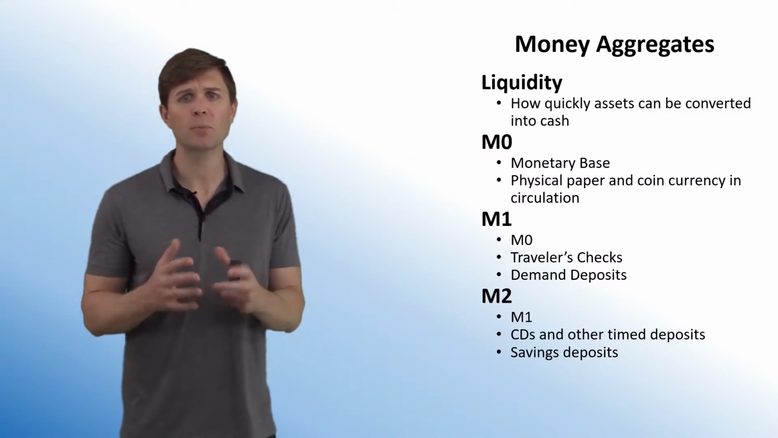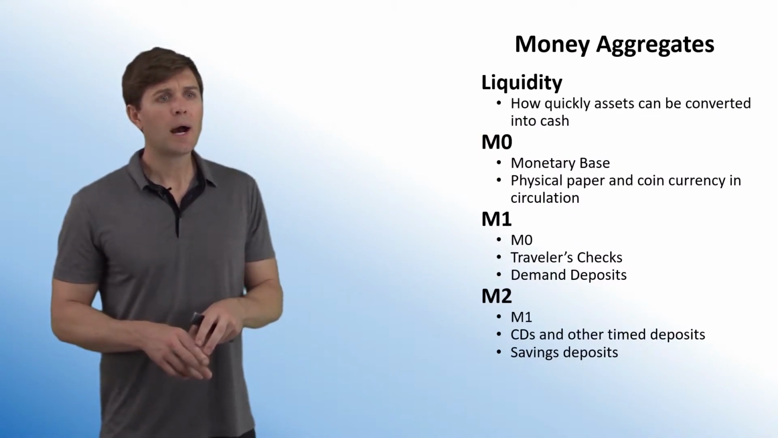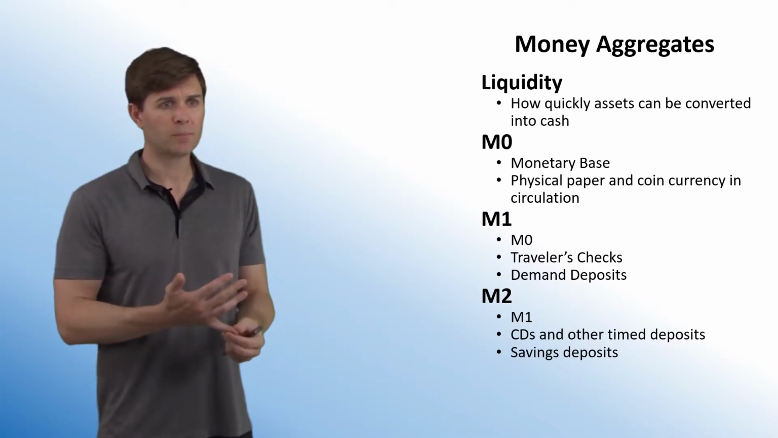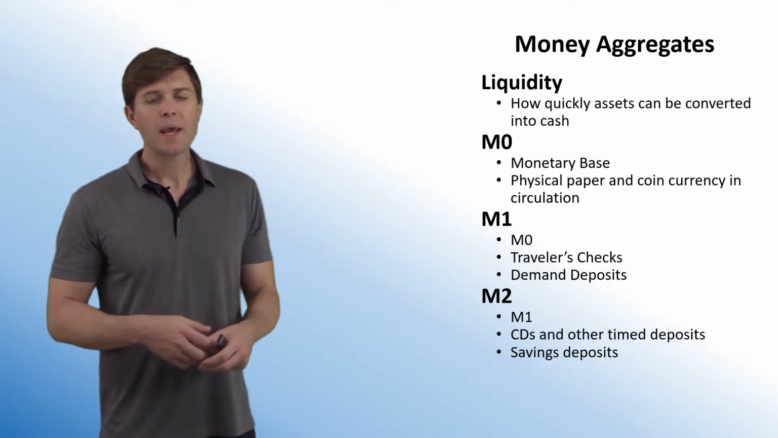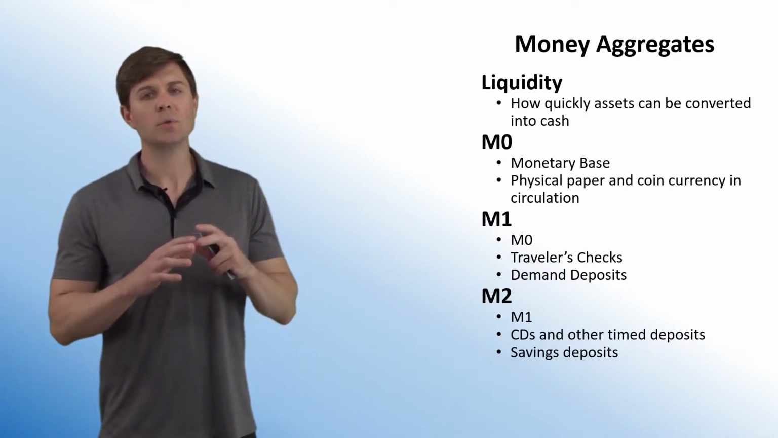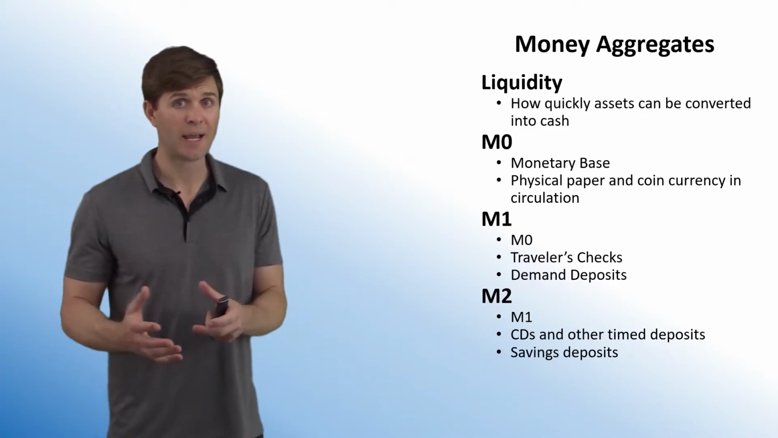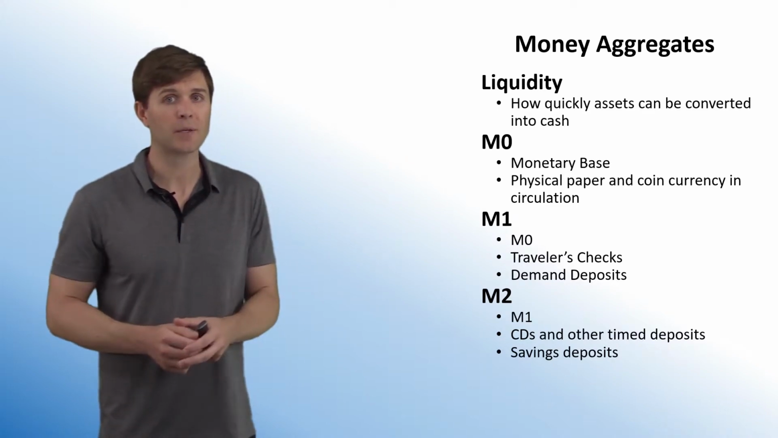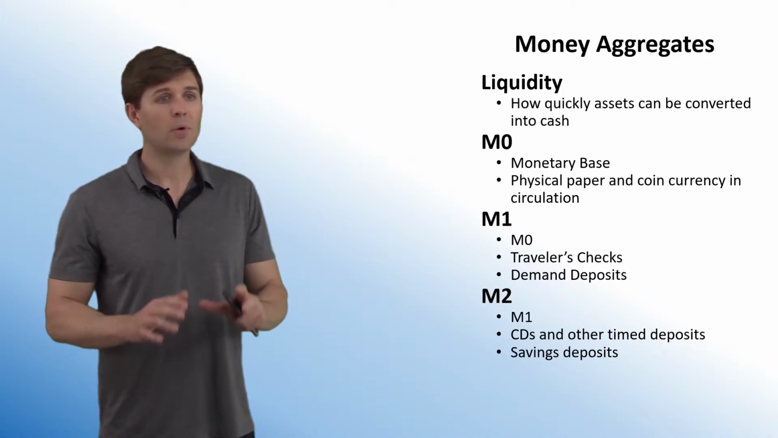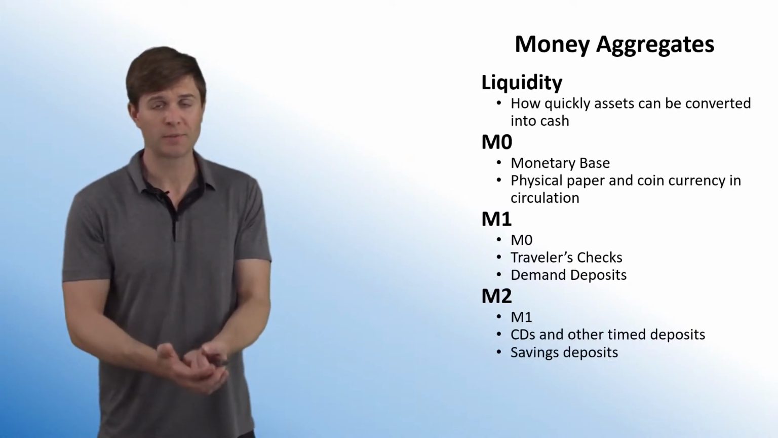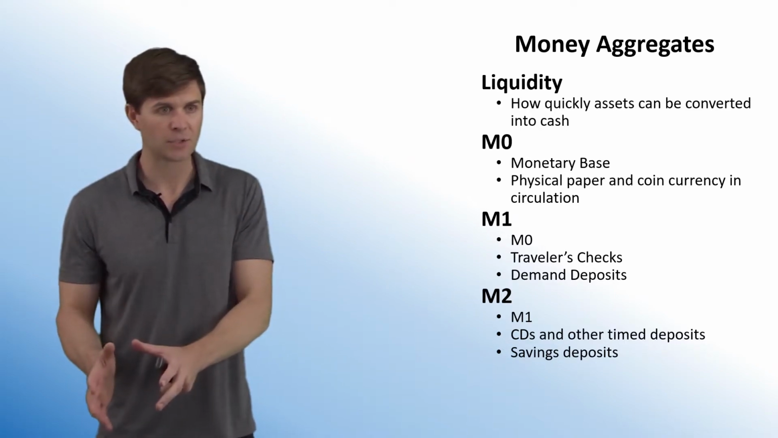All right, a couple terms I want to cover before we get going. Money aggregates. These are the different measurements of money. We're going to cover M0, M1, and M2, and these are all based on how liquid they are. Liquidity is how quickly assets can be converted into cash without losing value in the process. M0 is our monetary base. This is the actual cash, the currency that exists, the coins and the cash.